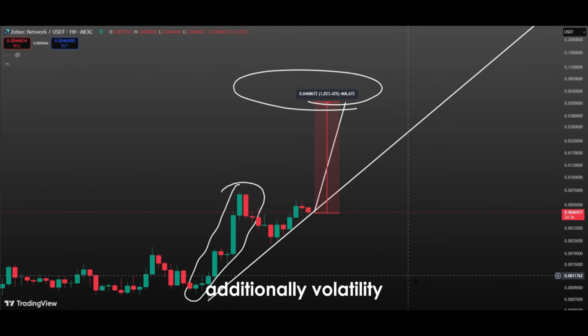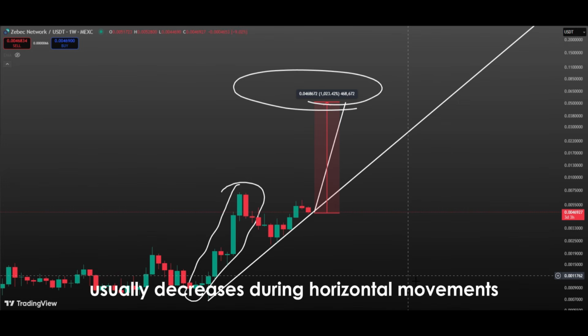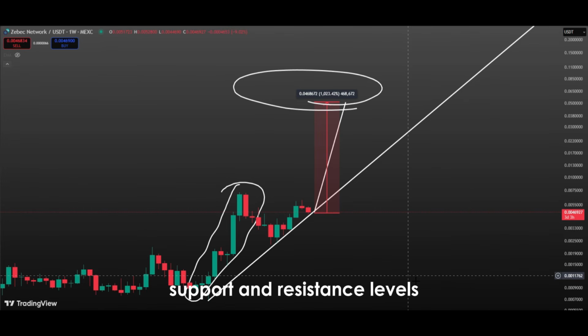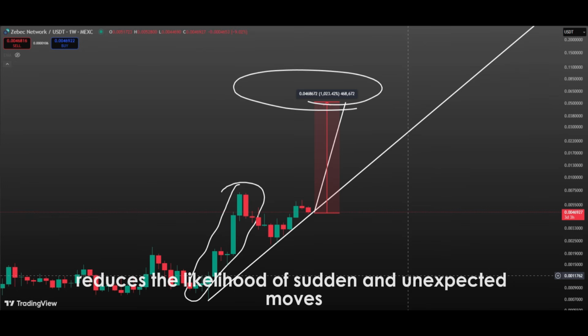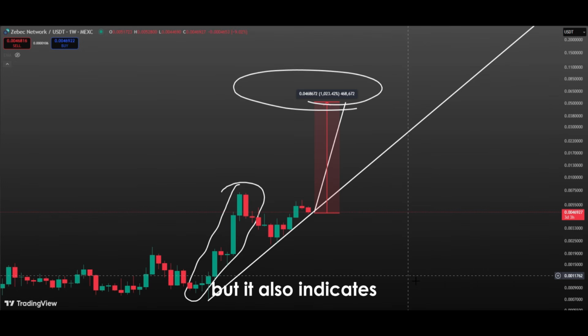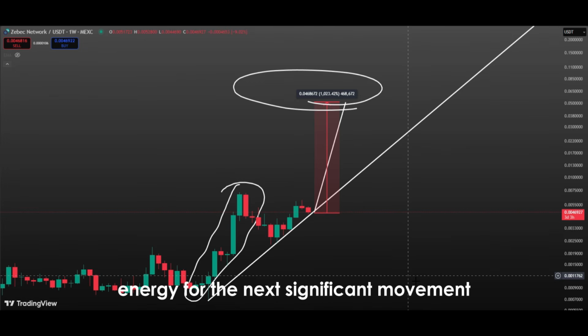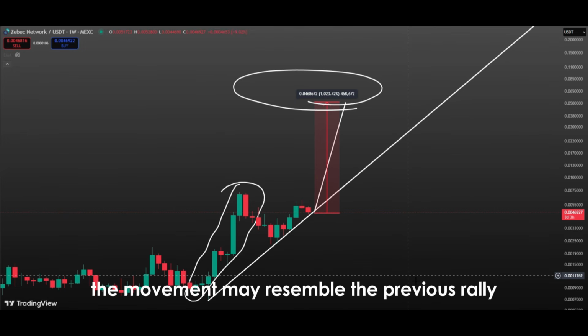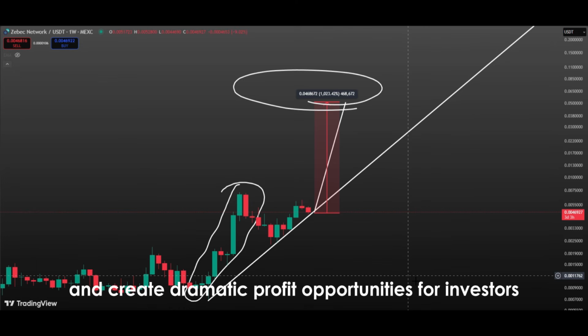Additionally, volatility usually decreases during horizontal movements, allowing the price to move steadily between support and resistance levels. Low volatility reduces the likelihood of sudden and unexpected moves, but it also indicates that the price is gathering energy for the next significant movement. If the price remains horizontal and then releases this energy in an upward breakout, the movement may resemble the previous rally and create dramatic profit opportunities for investors.